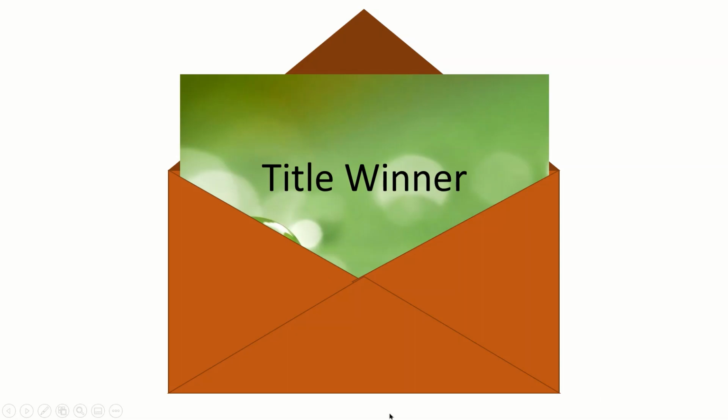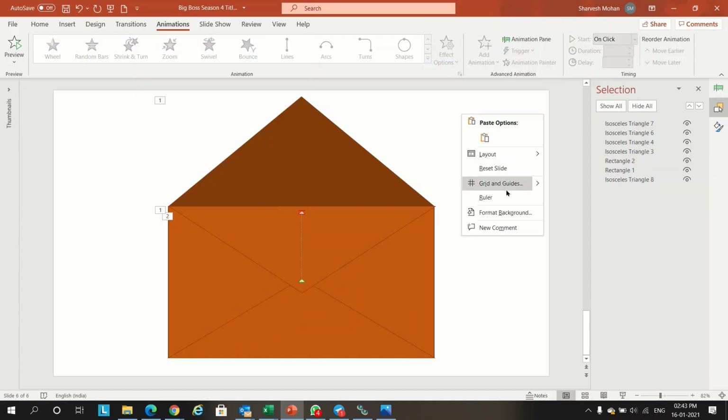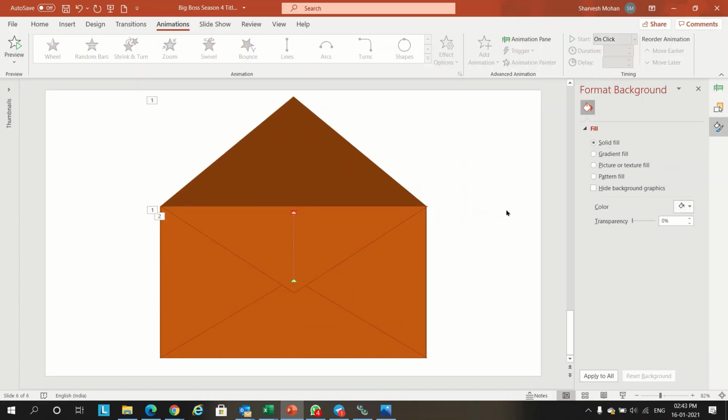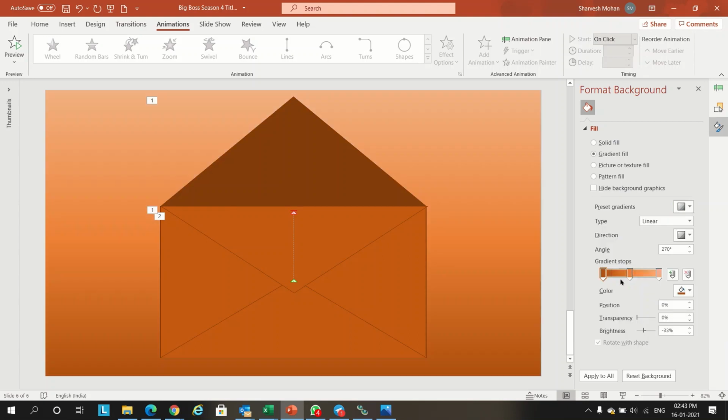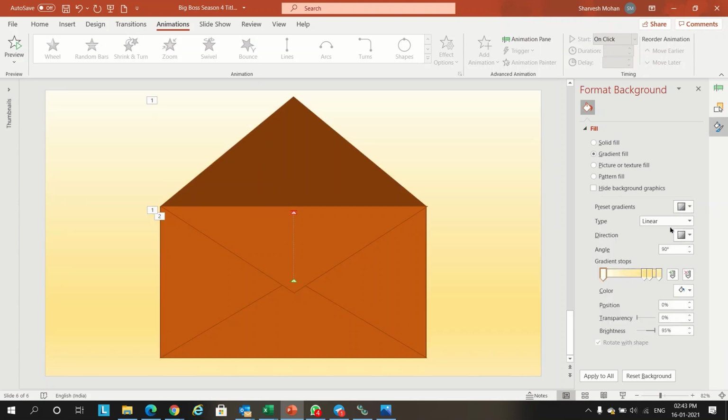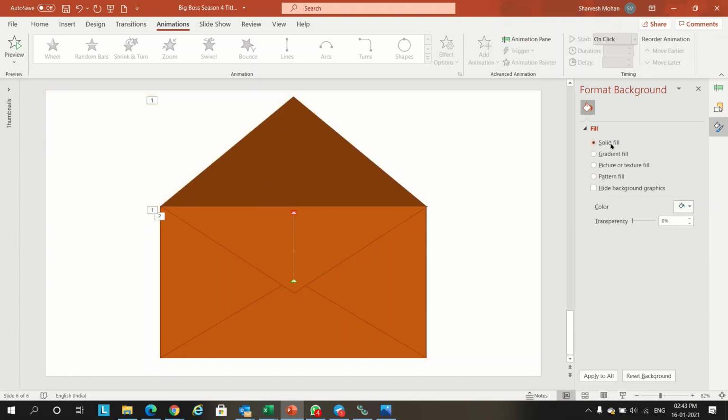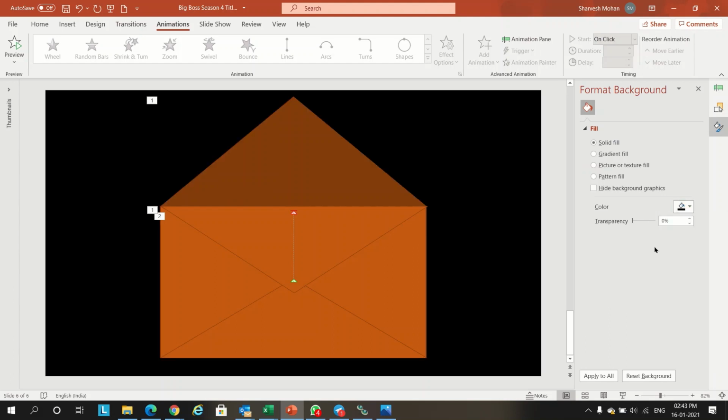You can put any background color if required. We can put background color also, format background. If you require some gradient fill, you can use any of the gradient fill colors, or we can put a solid black color also.